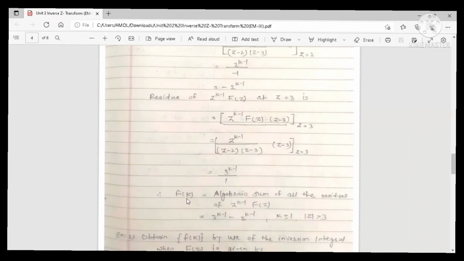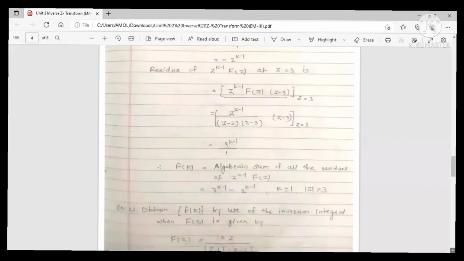And so the sequence f of k is equal to the sum of all the residues of f of z into z raised to k minus 1. The algebraic sum of all the residues of z raised to k minus 1 into f of z is minus 2 raised to k minus 1 plus 3 raised to k minus 1, where k is greater than or equal to 1. The condition mod z greater than 3 we do not need to write, because the condition of z is not given. In partial fraction we write the conditions of z as well as the conditions of k.